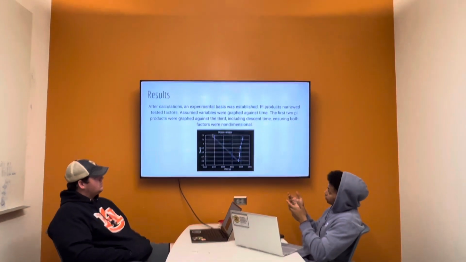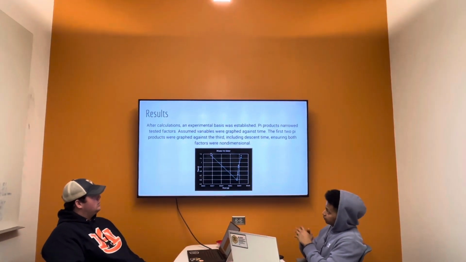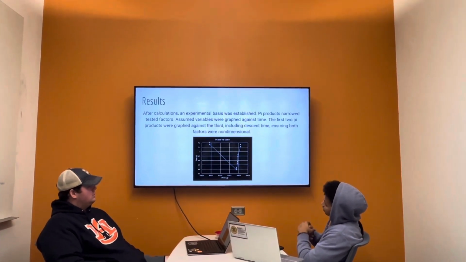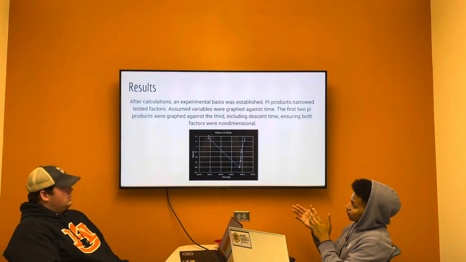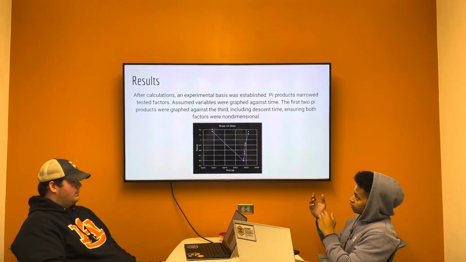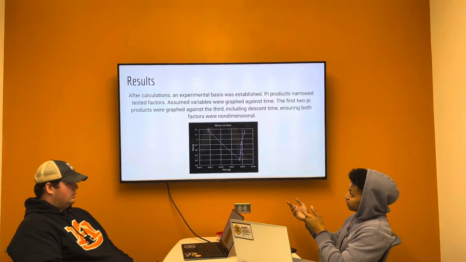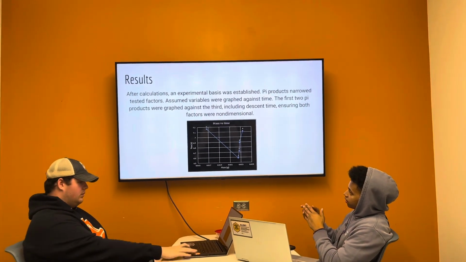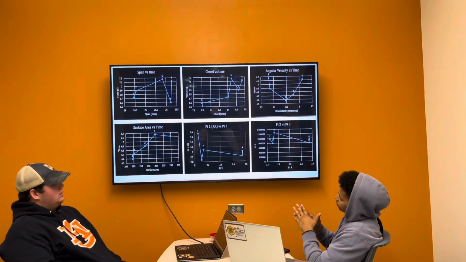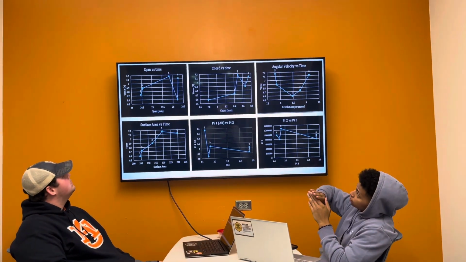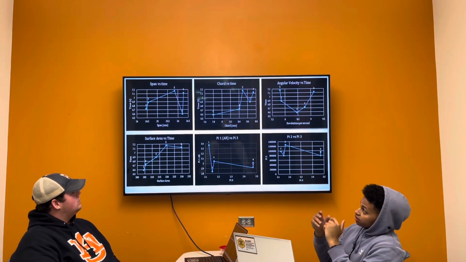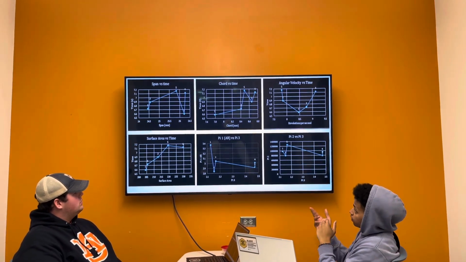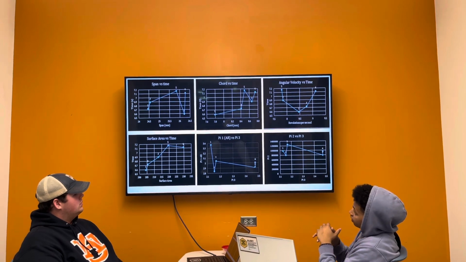So first off, we have mass versus time, and you can see that the results themselves do vary, and they don't really line up with what we previously have predicted or stated. You can move on to that. We have span versus time, chord versus time, angular velocity, surface area, and then like I stated earlier, we have pi 1 versus pi 3, pi 2 versus pi 3.